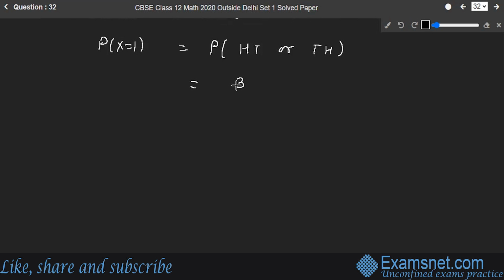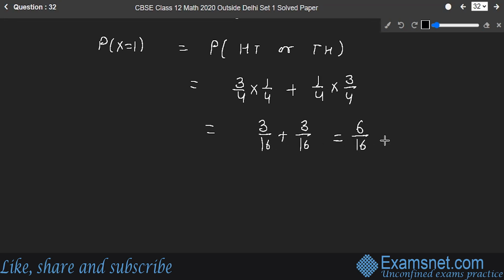That means this is equal to 3 by 4 into 1 by 4 plus 1 by 4 into 3 by 4, which is equal to 3 by 16 plus 3 by 16, or this is equal to 6 by 16 also. Now the probability of getting two tails. This is equal to probability of getting the tail and tail, which is surely 1 by 4 into 1 by 4, which is equal to 1 by 16.